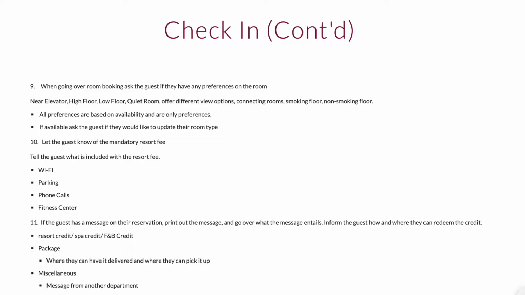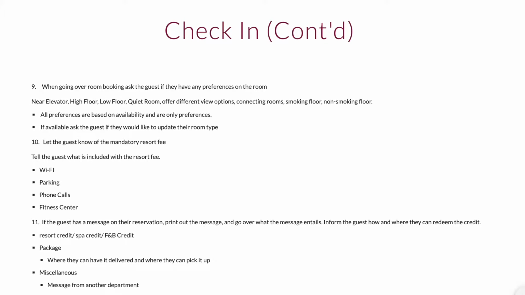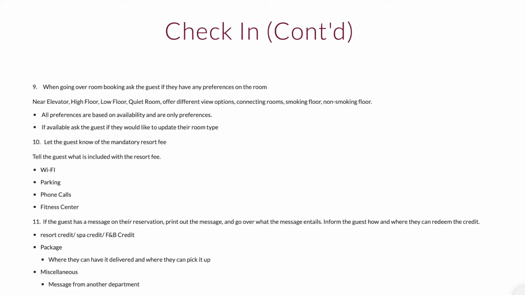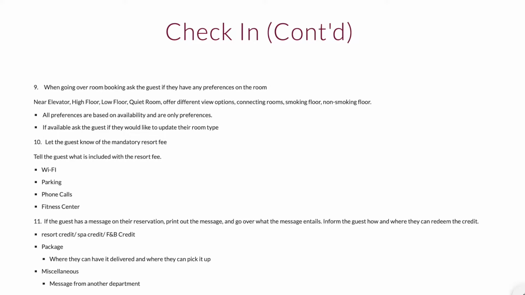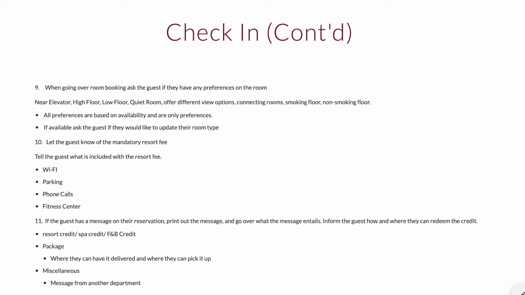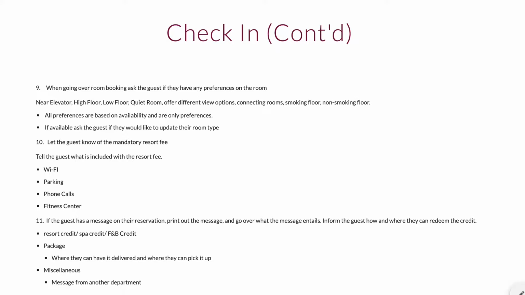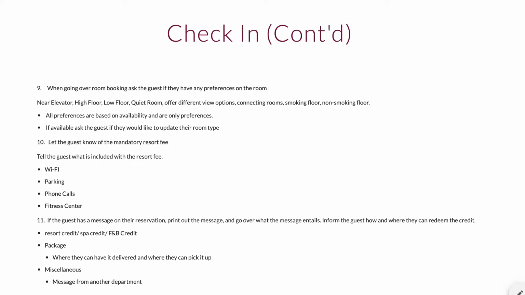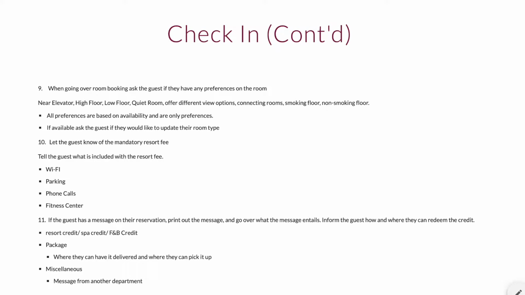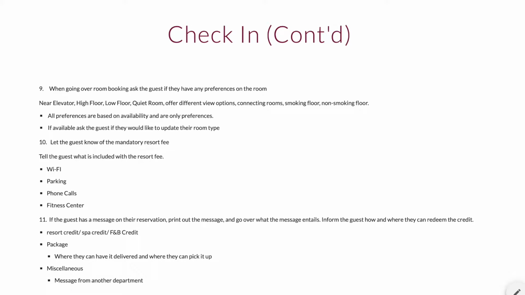Let the guests know of the mandatory resort fee. Tell the guests what is included with the resort fee. Now, this would include Wi-Fi, parking, phone calls, and the fitness center. Wi-Fi is up to 4 devices at a 7 Mbps speed. Parking is free. Phone calls are unlimited in the room, and the fitness center can be utilized by up to 2 people.